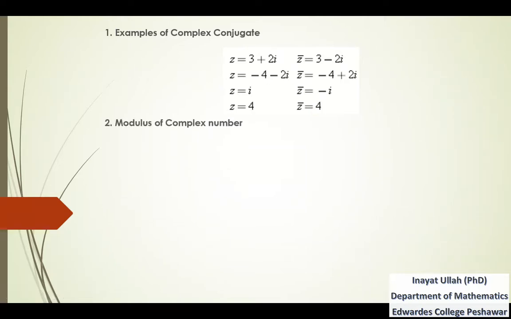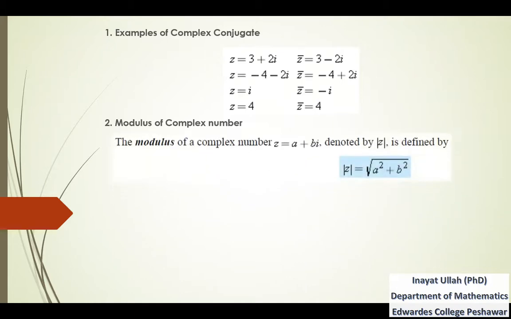The next topic is modulus of a complex number. For example, that is a complex number a plus b iota. Its modulus is denoted by |z|, and |z| will be equal to the square root of the sum of the squares of real part and imaginary part. Square root of a square plus b square.